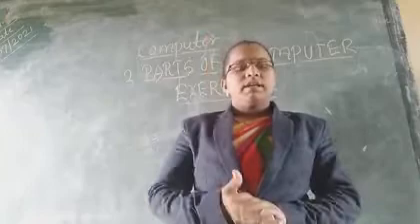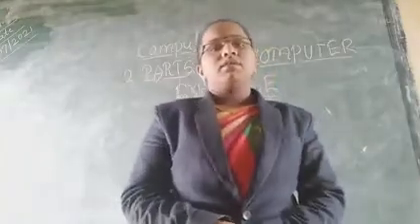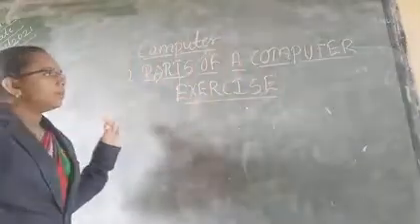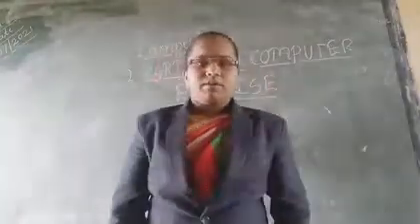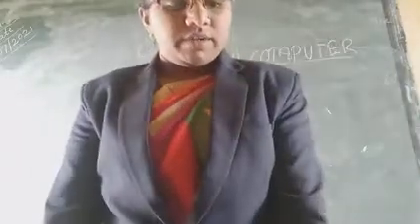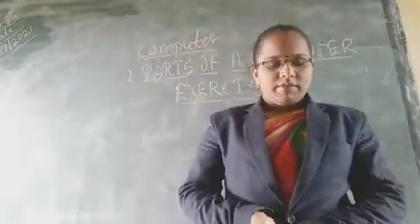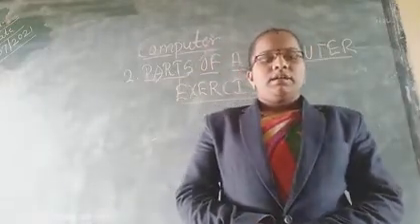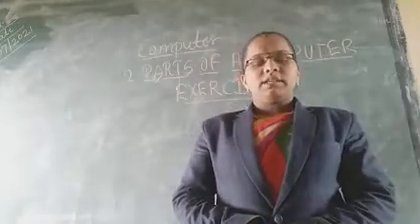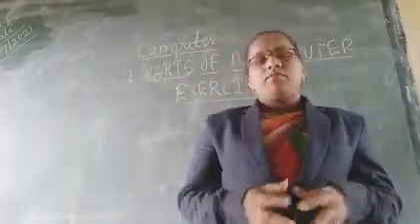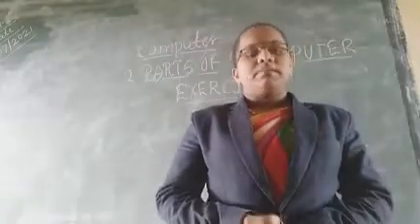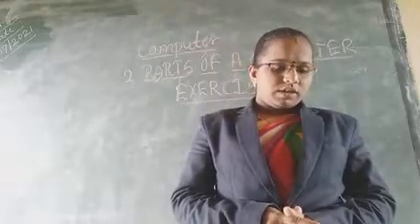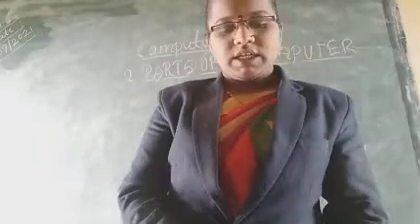Okay. So my dear students, today we will discuss the exercise based on lesson number 2, parts of a computer. See question number 1. Fill in the blanks with the help of words given in the brackets. This means here we are given some options in the form of words, and then we fill in the words and complete the sentences. The first sentence: the main functions of a computer are dash, dash and dash.